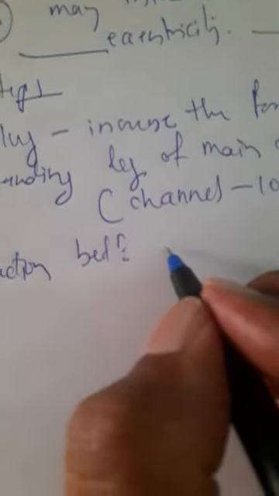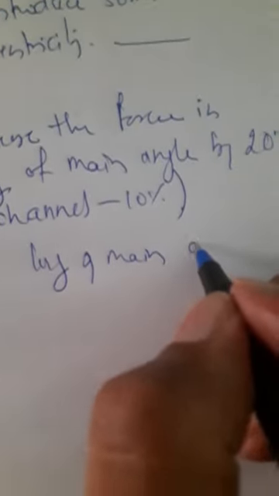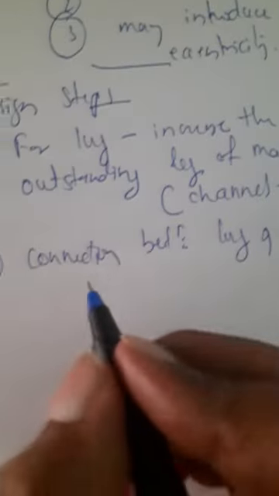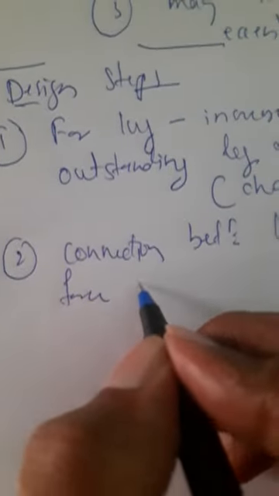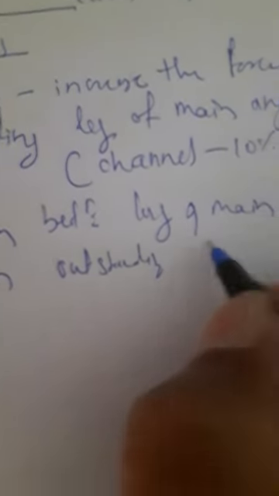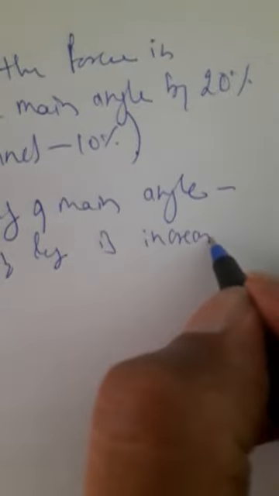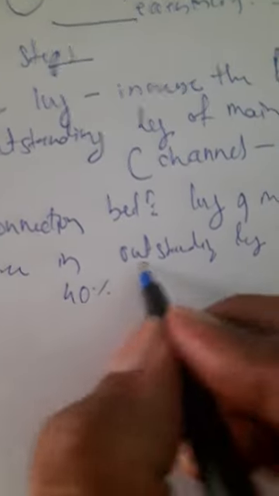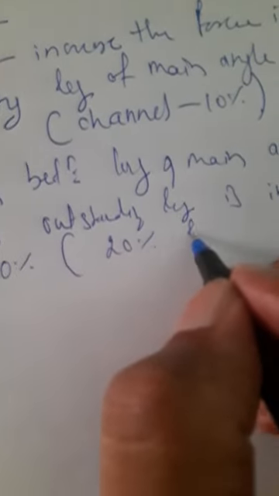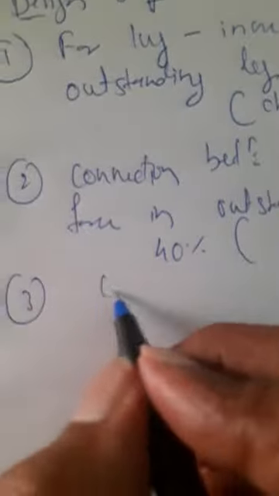Next, connection between lug angle and main angle. Connection between lug and main angle: force in outstanding leg is increased by 40% and 20% for channels.